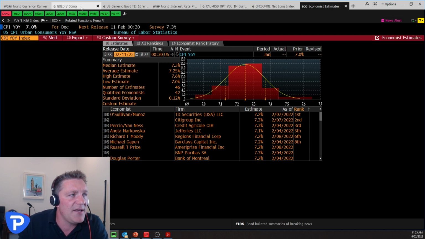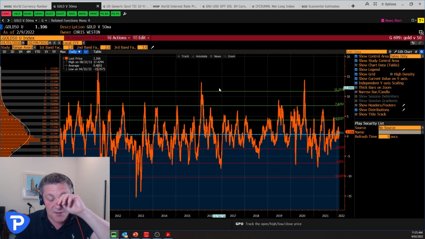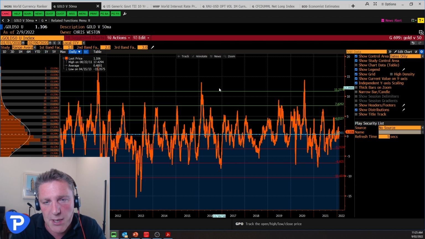Now, in terms of fair value, I'll go into the interest rate settings in a second. I just love this model. For me, everyone uses the 50-day moving average as a kind of bigger picture trend filter.